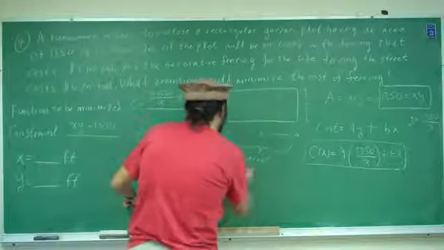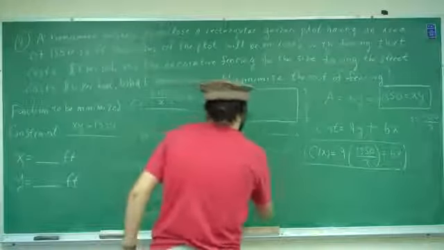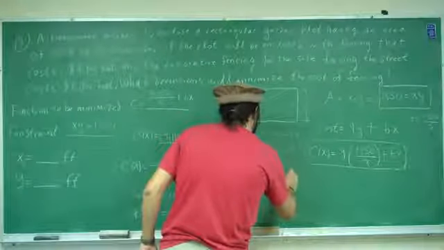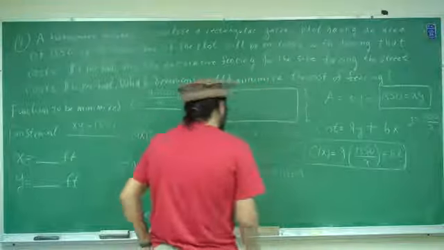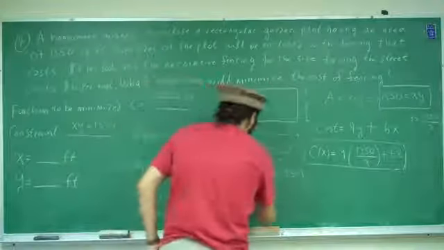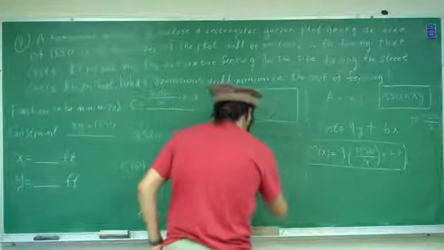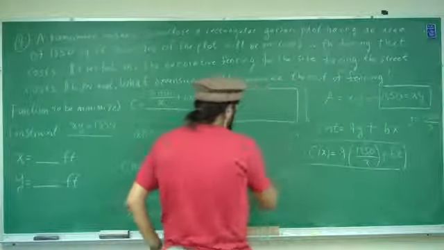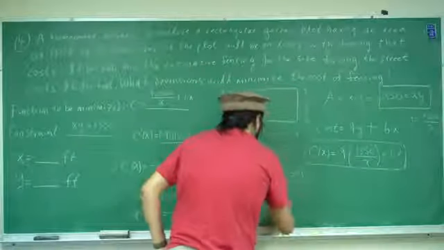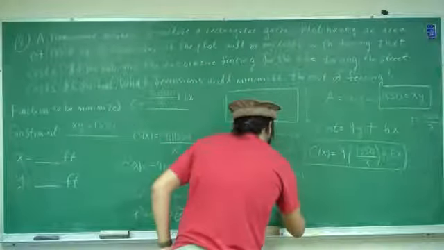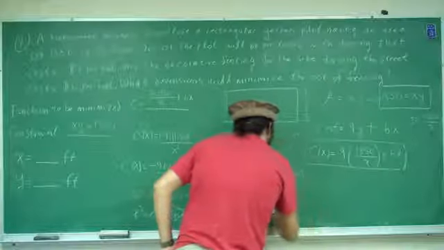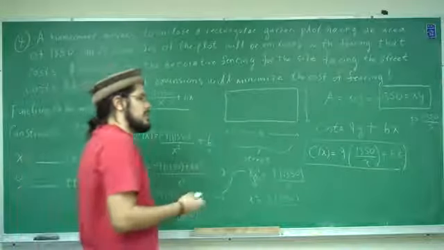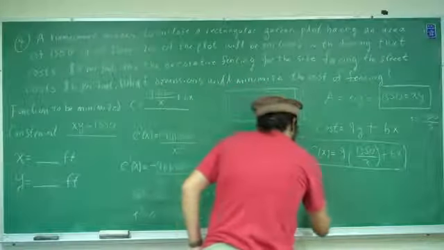So here, we do some more simplifying. The 6x squared is equal to 9 times 1350. Okay, so divide both sides by 6. When we do that, we get that x squared is equal to 3 times 1350 divided by 2.